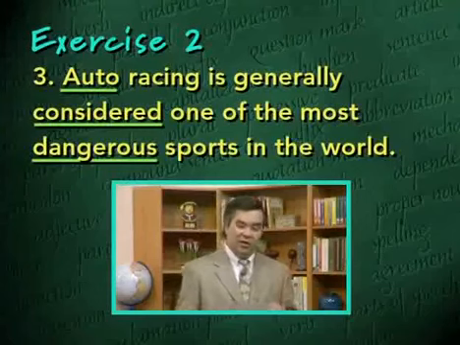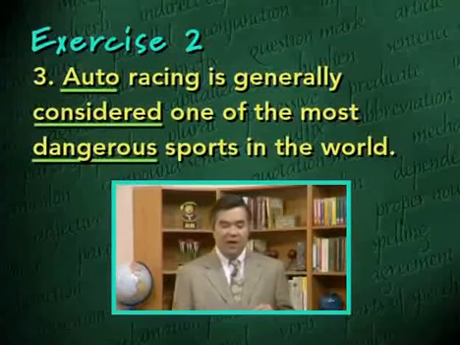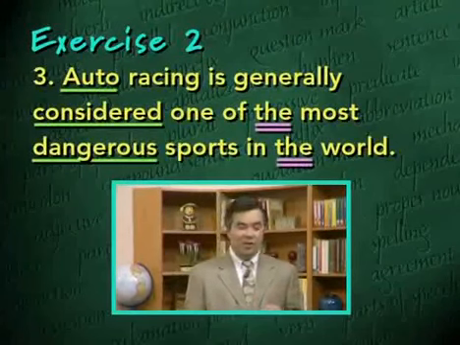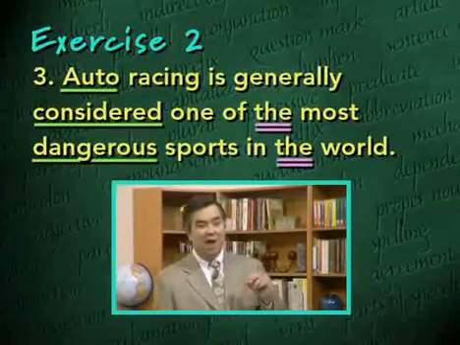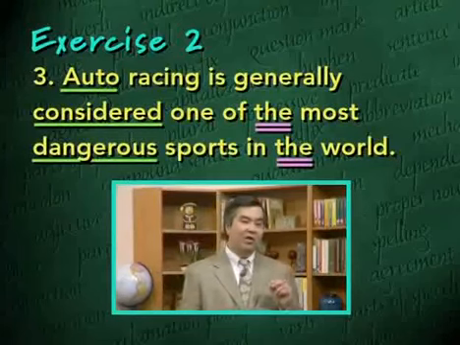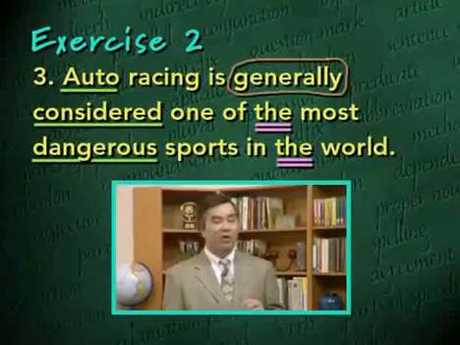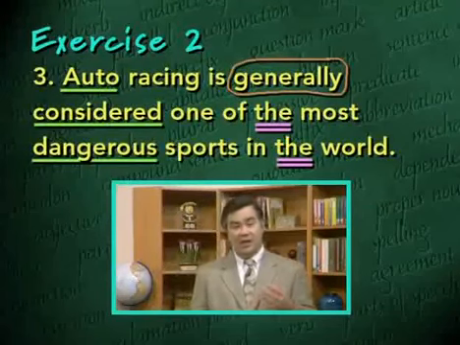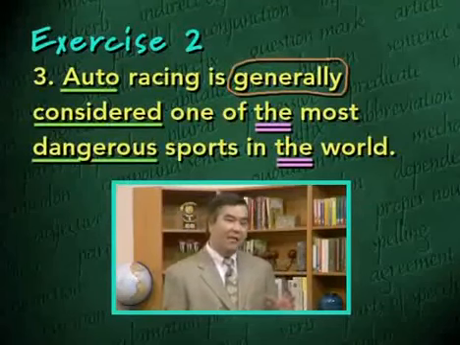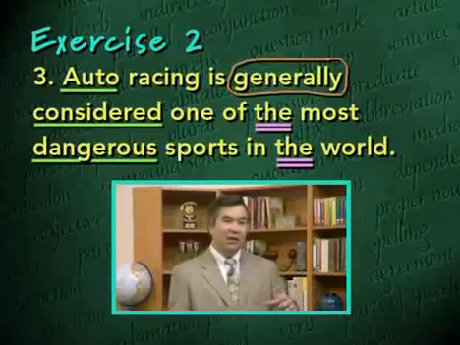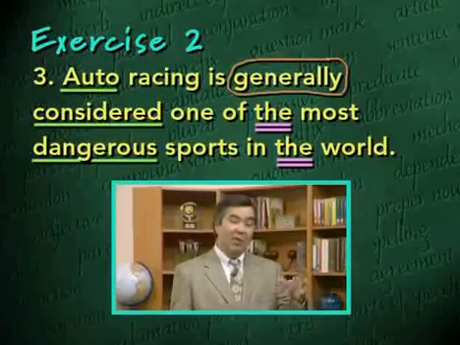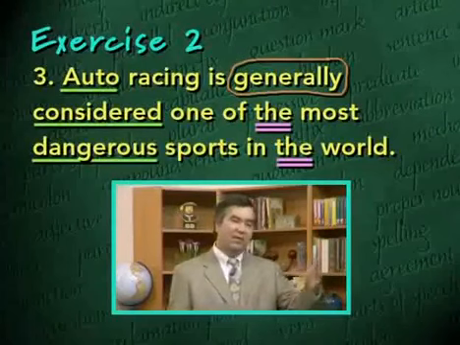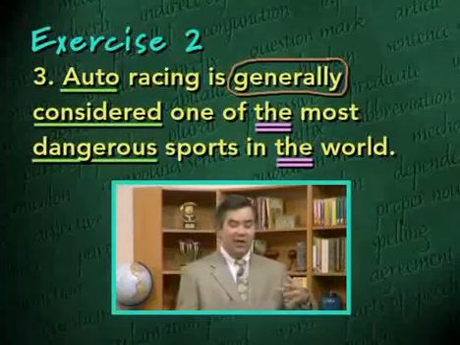And we have two articles in this sentence. Both of them are the, one of the most dangerous sports in the world. So both of those should have been marked on your sheet as articles. Finally, there are two adverbs. Generally is an adverb. Again, notice the ending ly, which is commonly found on adverbs, and it modifies the adjective considered. How or when is it considered a dangerous sport? Generally. So it gives more information about that adjective considered.